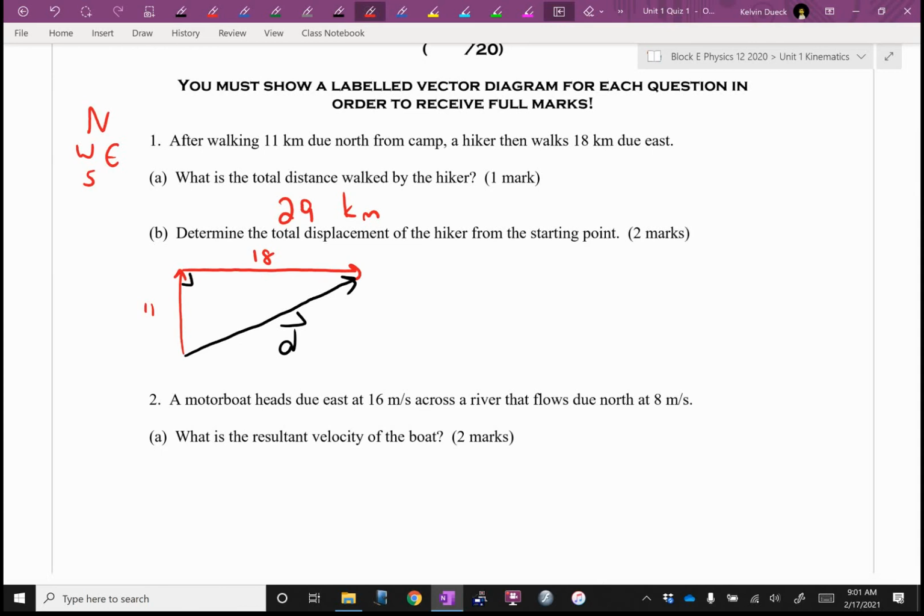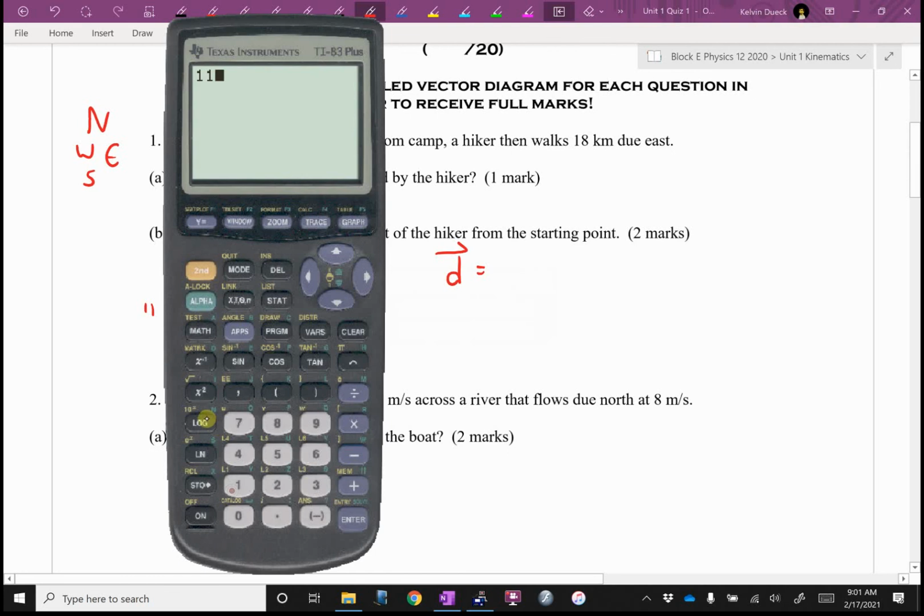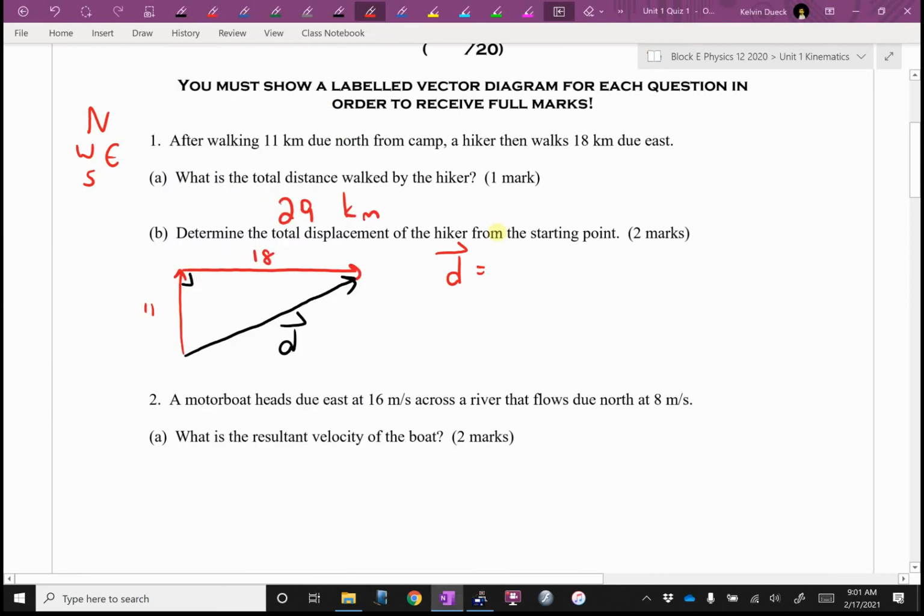If I do the Pythagoras, it's going to be 18 squared plus 11 squared, square root. 11 squared plus 18 squared, square root, to 20 something. 21.1. Units are kilometers. And now I need a direction because it's a displacement. And that's going to be here.